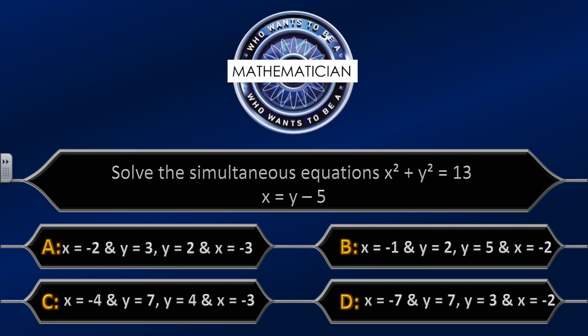Question 10. Solve the simultaneous equations x squared plus y squared equals 13, x equals y minus 5. Again, the four possible answers are: A, x equals minus 2 and y equals 3, y equals 2 and x equals minus 3. B, x equals minus 1 and y equals 2, y equals 5 and x equals minus 2. C, x equals minus 4 and y equals 7, y equals 4 and x equals minus 3. D, x equals minus 7 and y equals 7, y equals 3 and x equals minus 2.